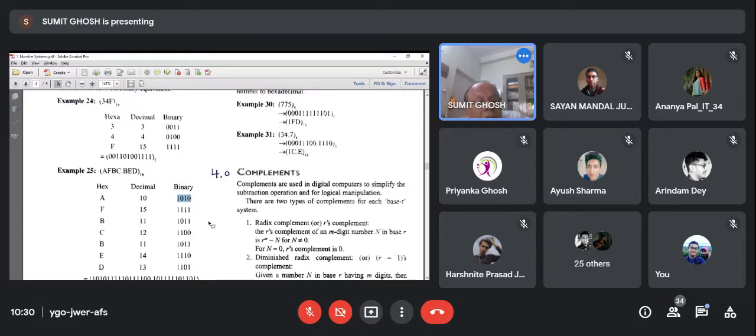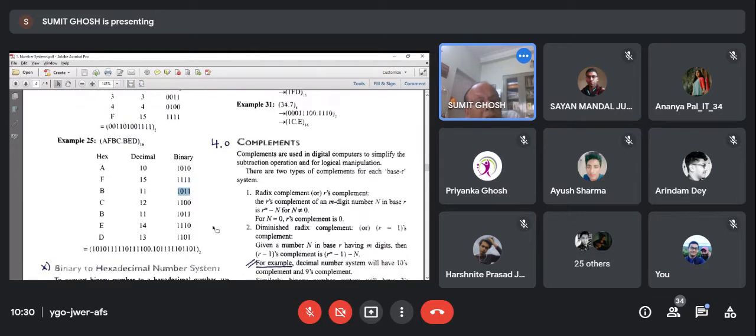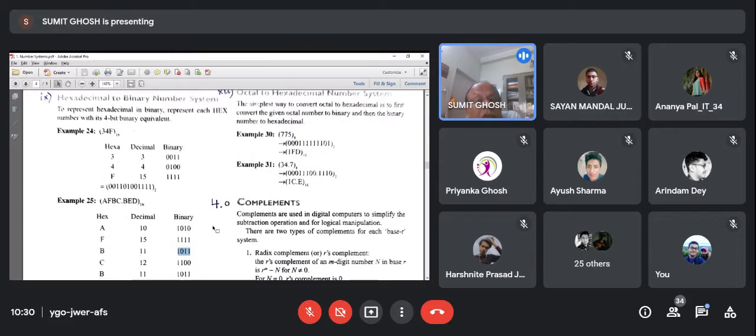It's actually 0 to 9, then A to F. So 0 is 0000, 1 is 0001, like this. So you have to get habituated with this, how to write this. A is 1010, F is 1111, B is 1011. How do you get this? Actually, you have to convert. I have told you how to convert this number.